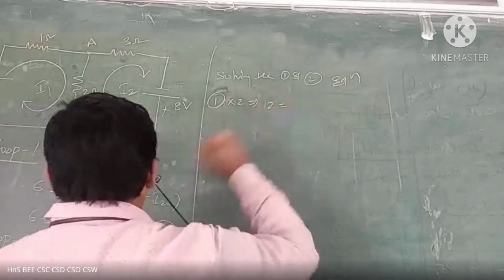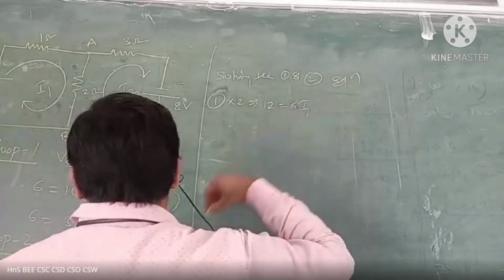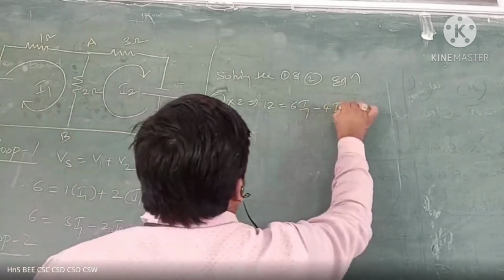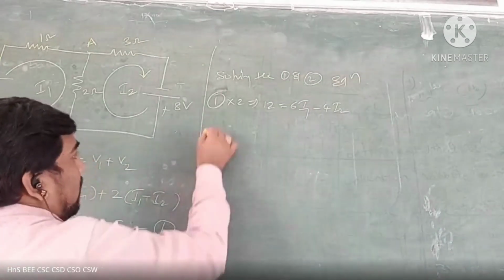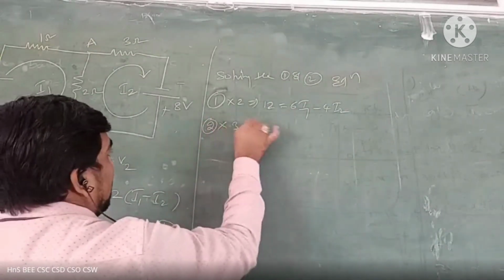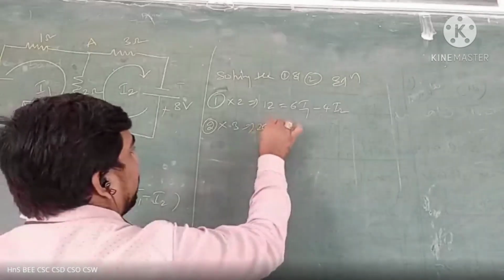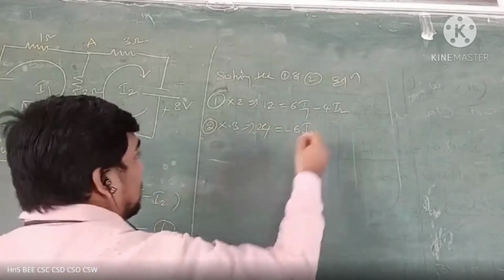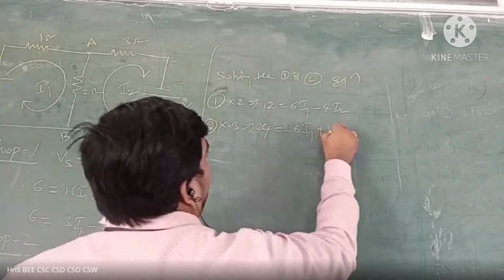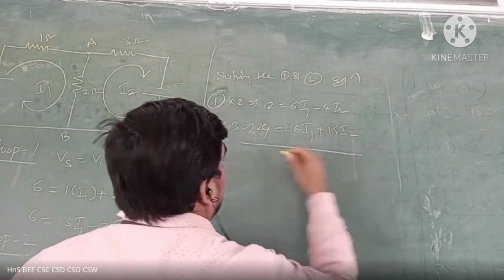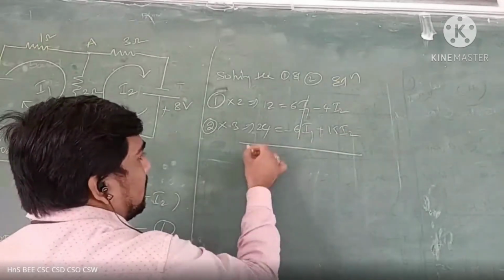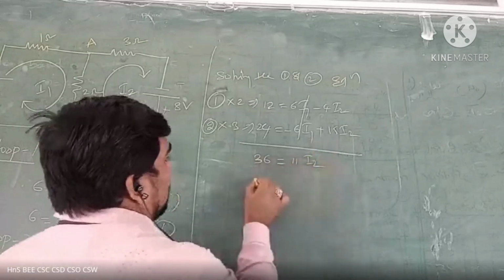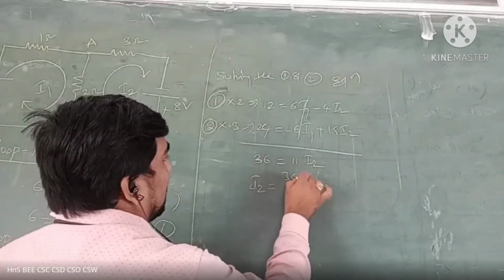That is 12 equal to 6 into I1 minus 4 into I2. Okay. Now the second equation is multiplied by 3. That is 24 equal to minus 6 into I1 plus 15 into I2. Adding, the 6 I1 terms cancel and 36 equals 11 I2. I2 equals 36 by 11.